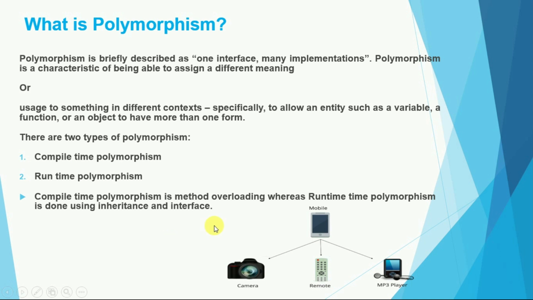If we talk about a particular polymorphism example, we can easily see that we have a mobile. Mobile has different features. Mobile has a camera feature, and mobile can be used as a remote, and mobile also has an MP3 song feature. So if one object, method, or interface has many implementation features, this is called polymorphism.